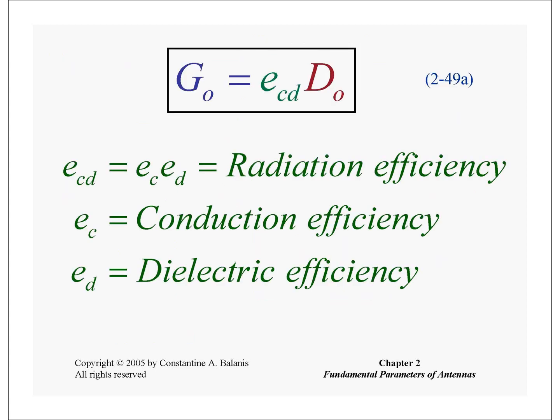So the maximum gain is equal to e_cd times the maximum directivity D_0, where e_cd is the radiation efficiency, e_c is the conduction efficiency, and e_d is the dielectric efficiency, but both cannot be separately calculated. So that's why both are combined into a single factor, which is e_cd, or radiation efficiency.